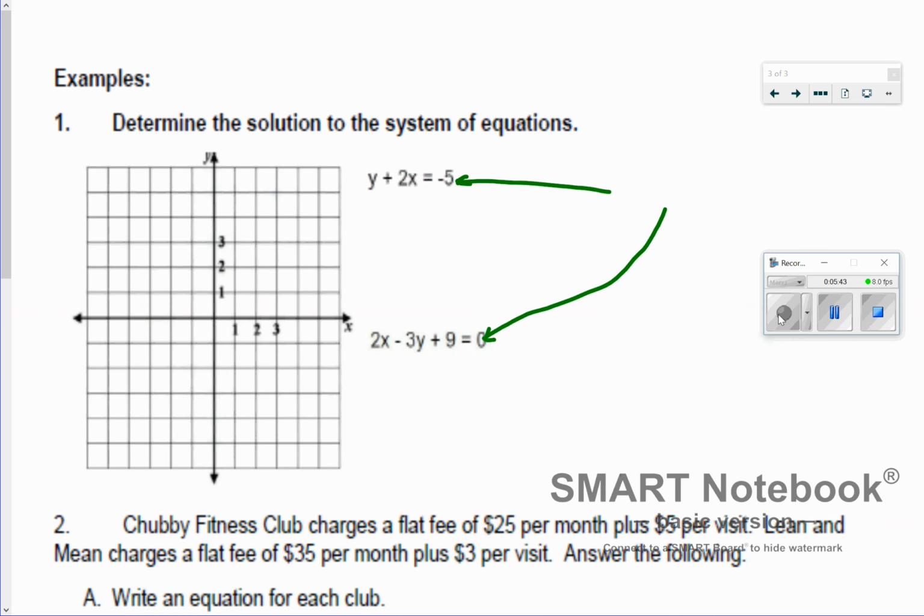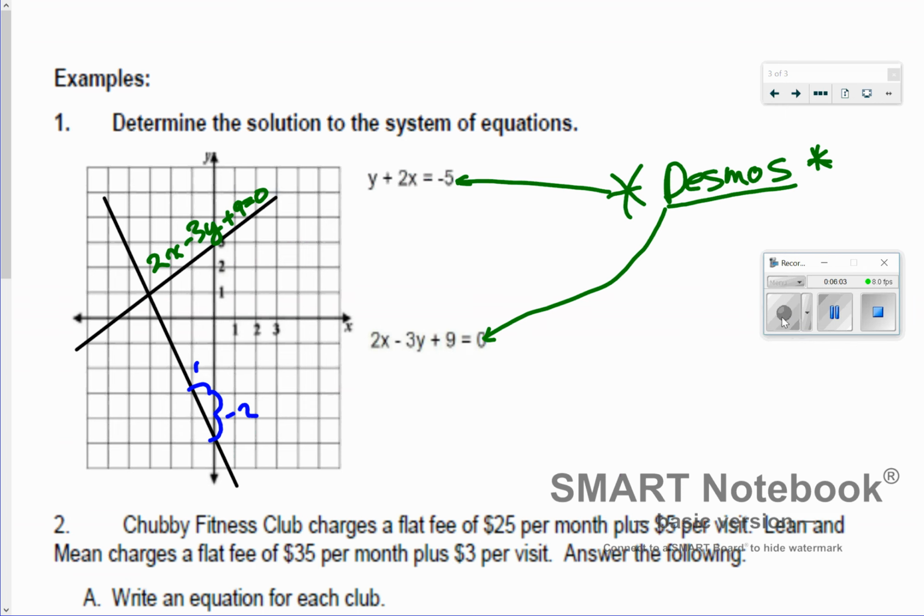Here's an example of what we would do using Desmos. Imagine I gave you two equations. You don't know what they are. You're going to use Desmos to graph them. Once you use Desmos to graph them, this point here is your solution, so to speak. Now you would just read that directly off the graph.